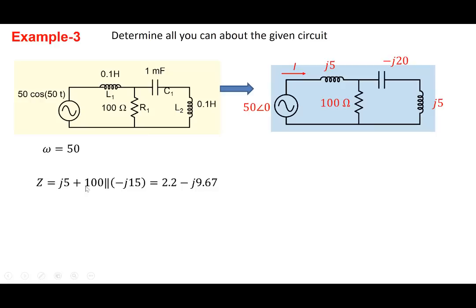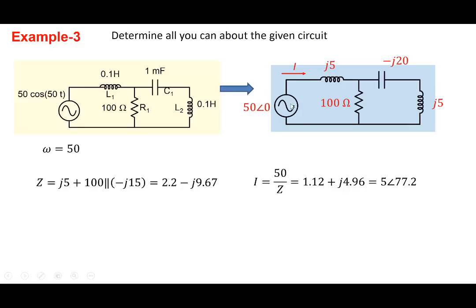So we do that. There's a bit of algebra here, and if my calculations are correct, it should come out to be 2.2 minus J9.67. So that's the value of Z. The current flowing would be the phasor voltage 50 angle 0 divided by Z. If we do that correctly, it comes out to 1.12 plus J4.96, which can be represented in phasor form as 5 angle 77.2. At this stage, we found how much current is drawn.